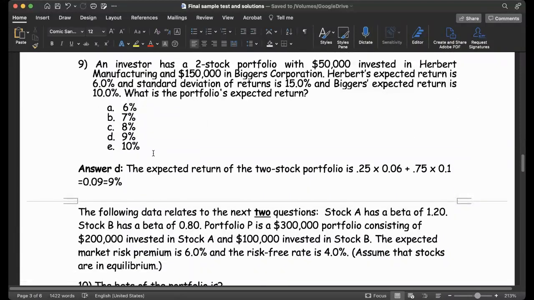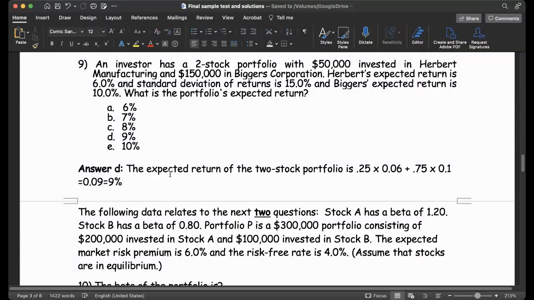Question number 9. An investor has a 2-stock portfolio with 50,000 invested in Herbert Manufacturing and 150,000 in Biggers Corporation. Herbert's expected return is 6% and standard deviation of returns is 15%, and Biggers' expected return is 10%. What is the portfolio's expected return? Okay, in order to have portfolio's return, we need to use the weights of the 2 stocks multiplied by the expected return of the 2 stocks. And the weighted average return will be the portfolio expected return.